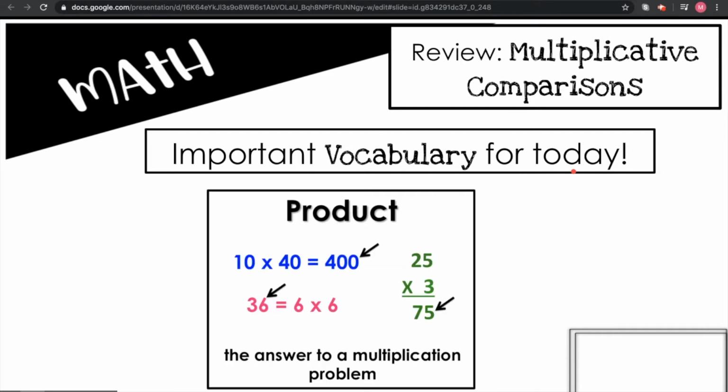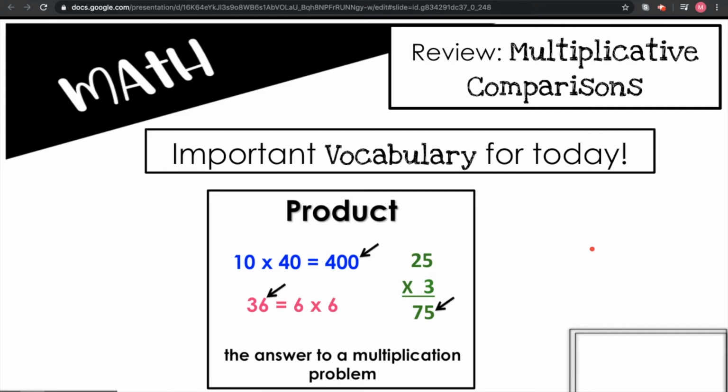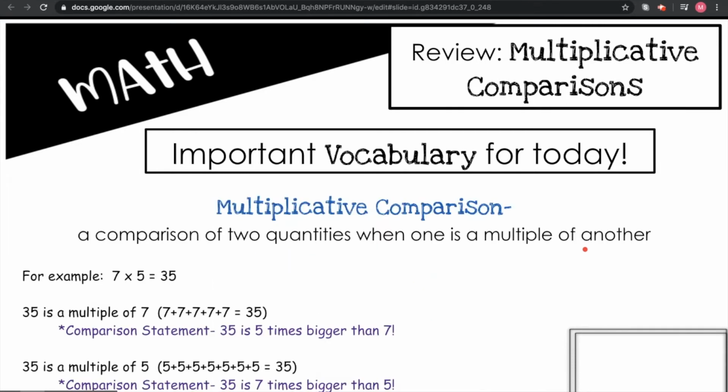Now, last one is product. Ding, ding, ding, especially from yesterday and the work you did, product should go hand in hand with multiplication. It is an answer to a multiplication problem, not a division problem, not an addition, not a subtraction, but multiplication. Product and multiplication go hand in hand.